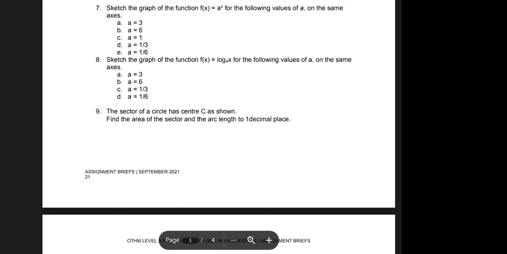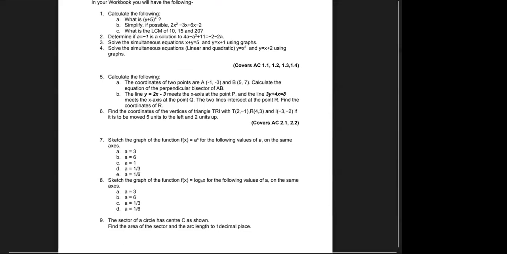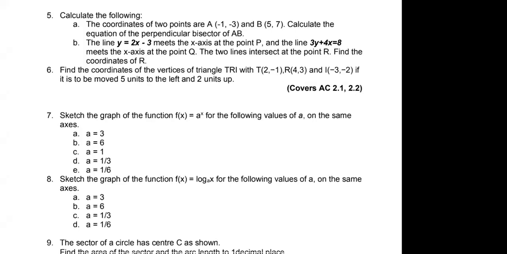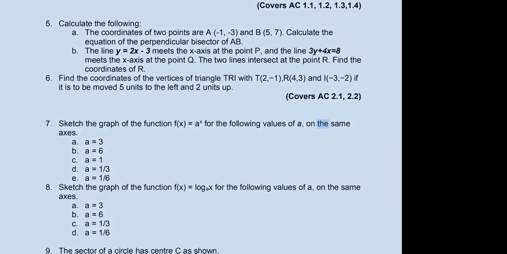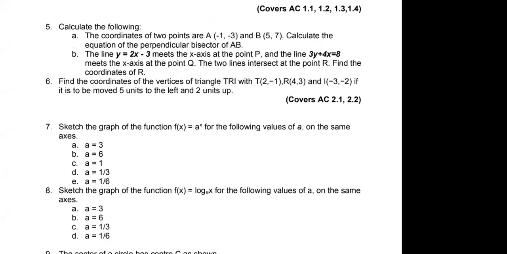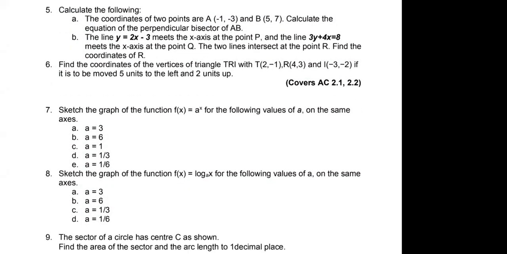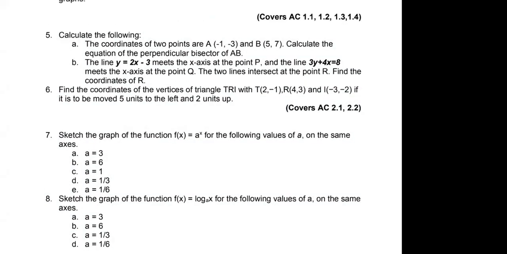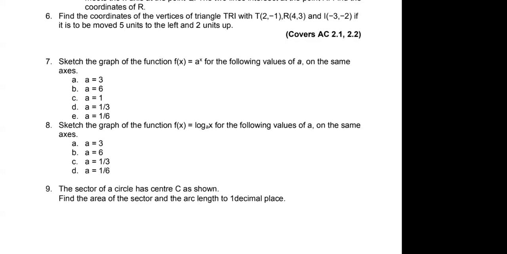Okay, so let's just go over the ones that you don't understand. Which one do you struggle on? The next one I was on was question 5. Which part of question 5 do you struggle on? Well, that's where I got to, where I was looking through them and struggling. So the coordinates of 2 points are A (-1, -3) and B (5, 7). Calculate the equation of the perpendicular bisector of AB.